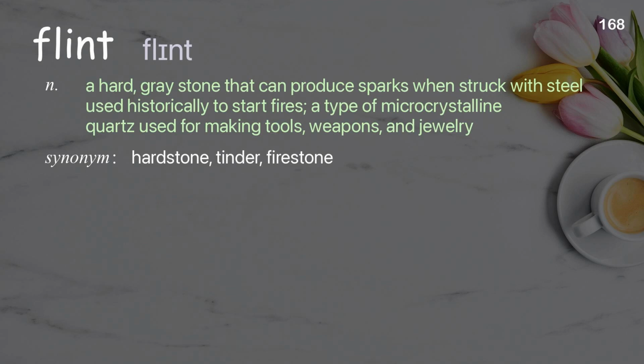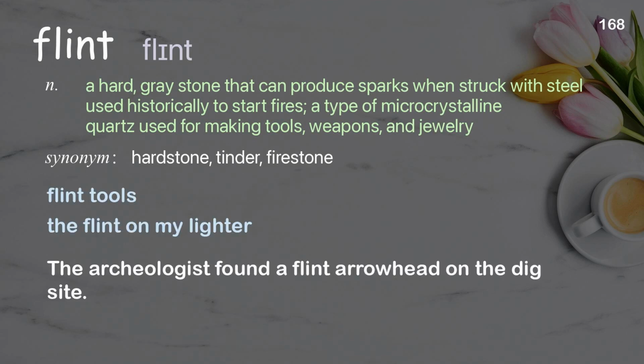Flint. A hard, gray stone that can produce sparks when struck with steel, used historically to start fires. A type of microcrystalline quartz used for making tools, weapons, and jewelry. Examples: Flint tools. The flint on my lighter. The archaeologist found a flint arrowhead on the dig site.